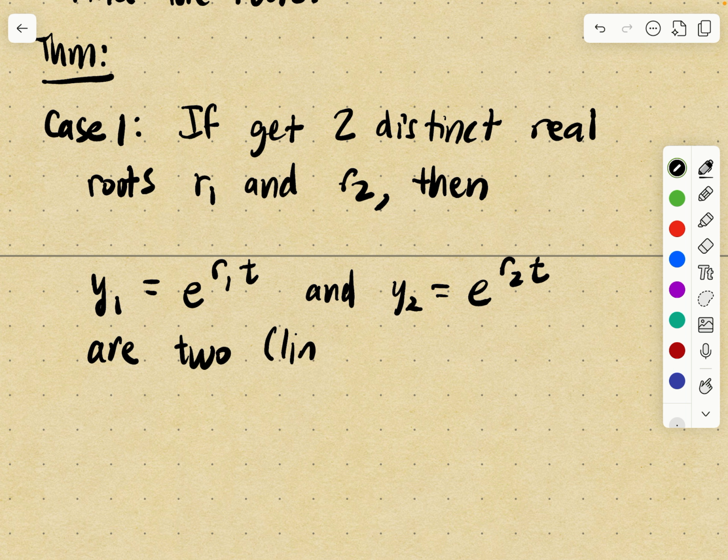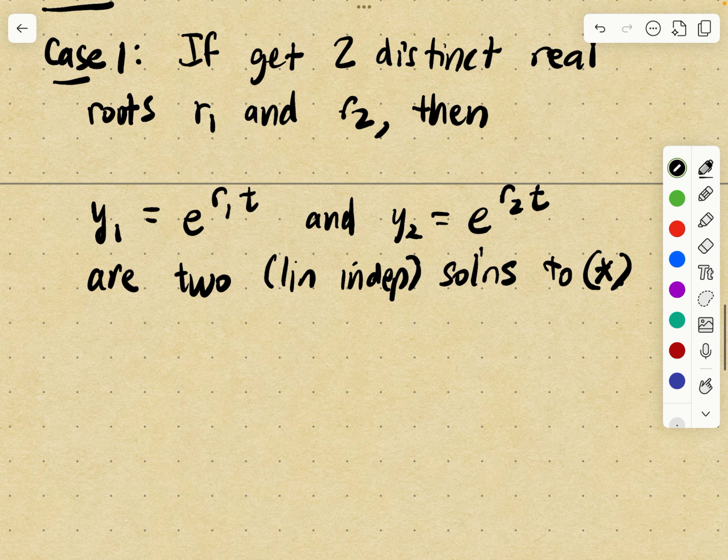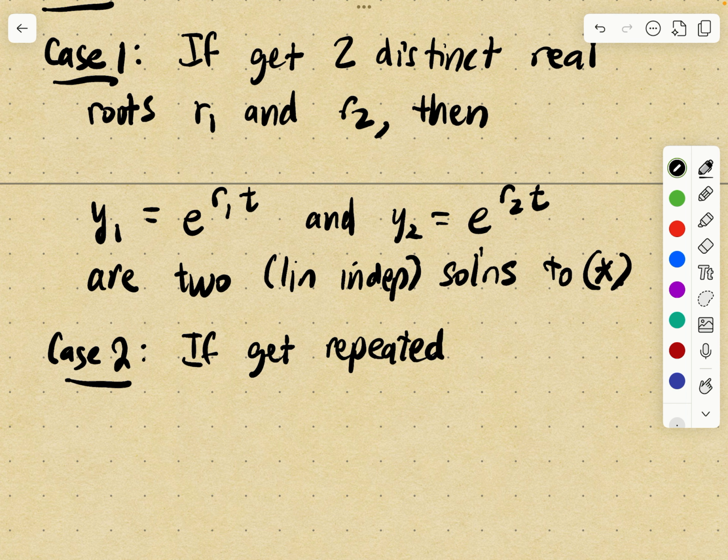And of course, because r1 is not equal to r2, they're linearly independent solutions. I'm putting that in parentheses because it's pretty clear that one is not a scalar multiple of the other. So anyway, two linearly independent solutions to the starred equation. So that's case one. Case two is if you have a repeated root. We'll do some examples of this so that you understand what this is saying.